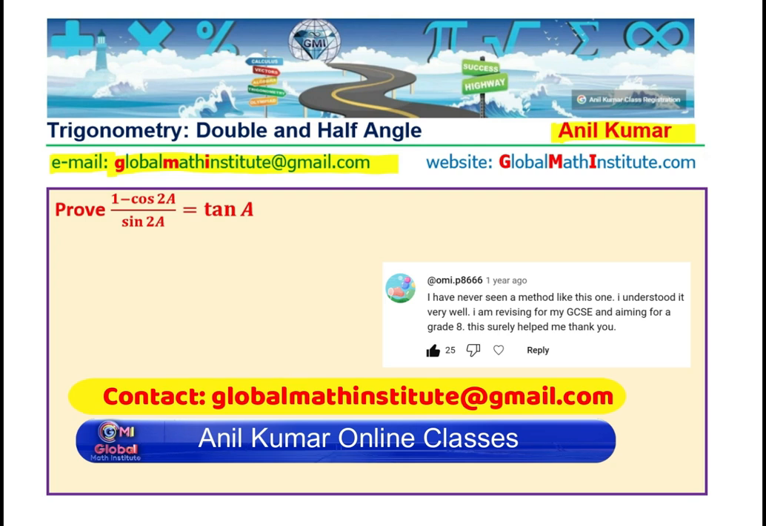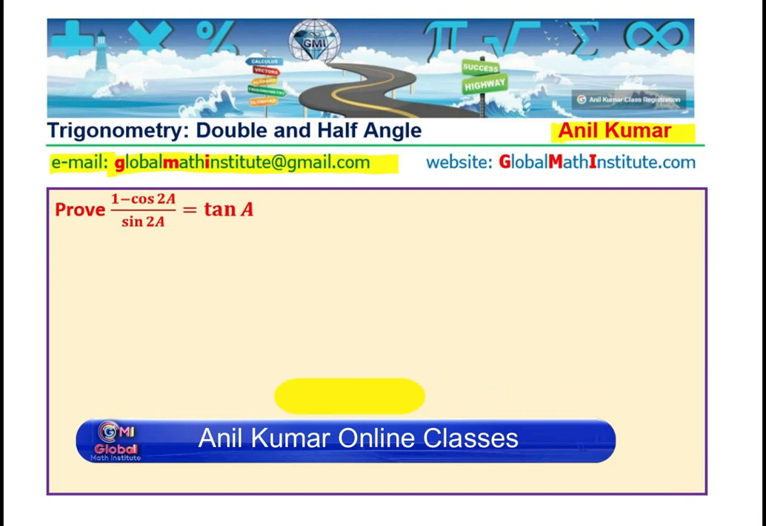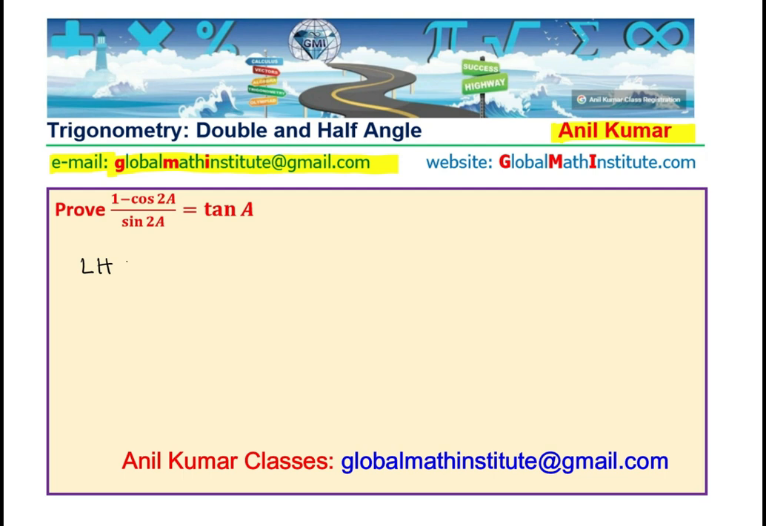So let's see how do we prove this identity. Let's begin with the left hand side, which looks slightly more complicated. It is (1 minus cos 2a) over sin 2a. I'm assuming that you have watched some of my videos in the playlist. You know the formula for cos 2a and sin 2a. Great.